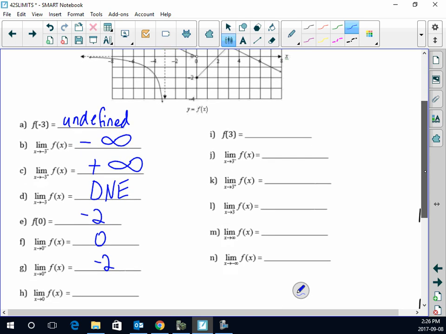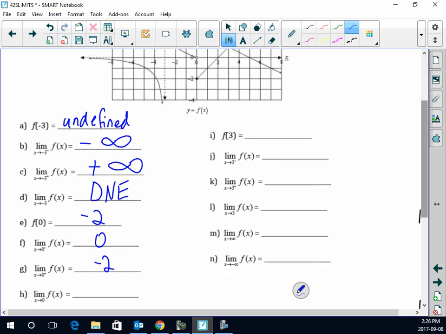Okay. So now I put it all together. On the left, it wants to go to 0. On the right, it wants to come to -2. So from both sides, what's the intended height? We don't know. So what does that mean? Does not exist.